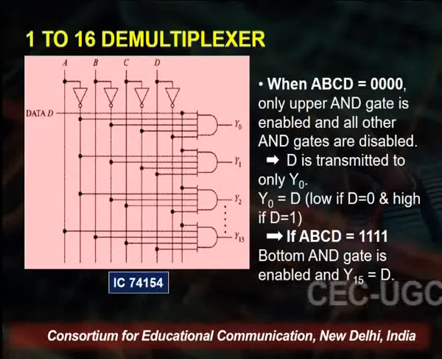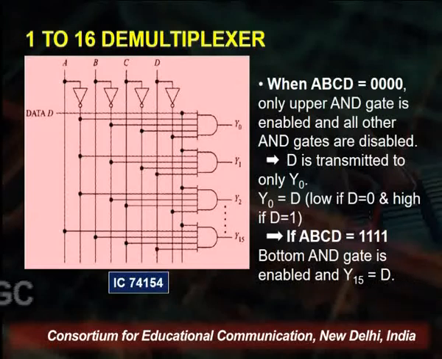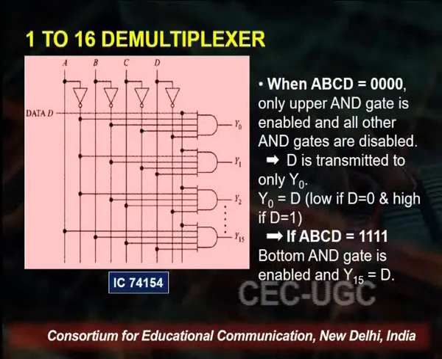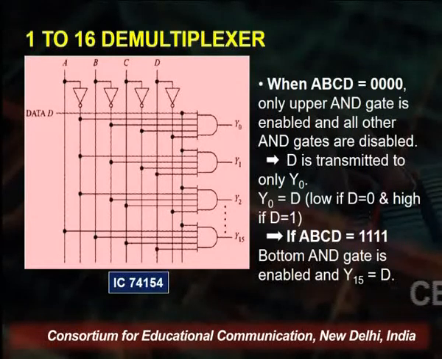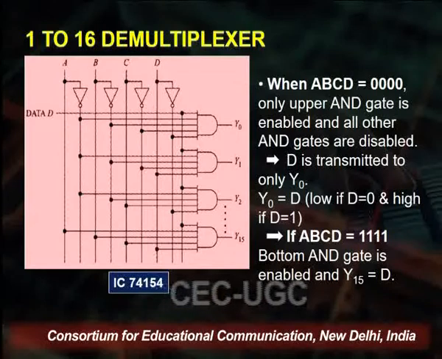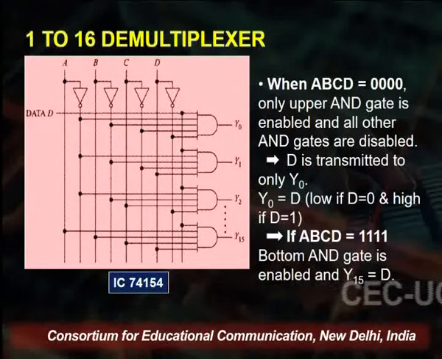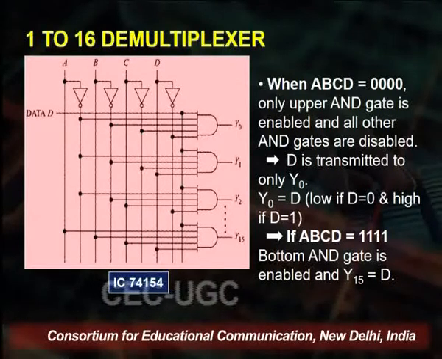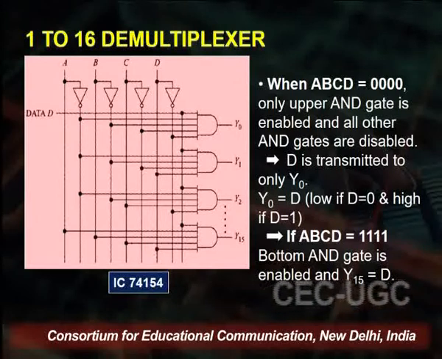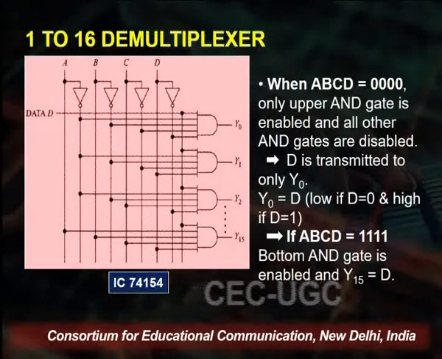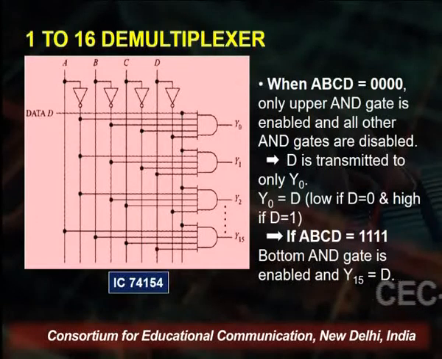In this case, again, ABCD bus architecture. So A, A complement, B, B complement, C, C complement, D, D complement. And the data, as you can see, is connected to all the 16 AND gates simultaneously, and the rest of the ABCD inputs are variable. So whenever we choose one particular combination of ABCD, for example, 1111, then the data would be shown as output of AND gate number 15.